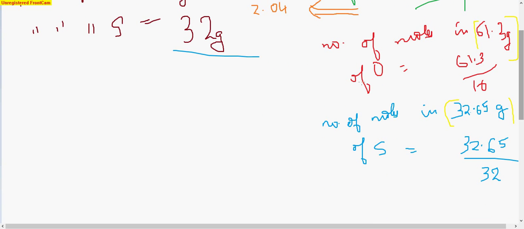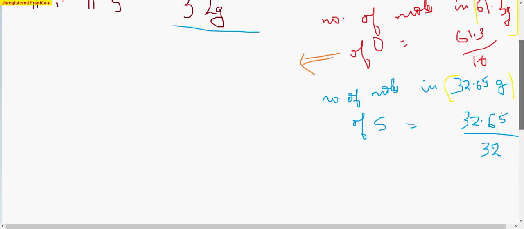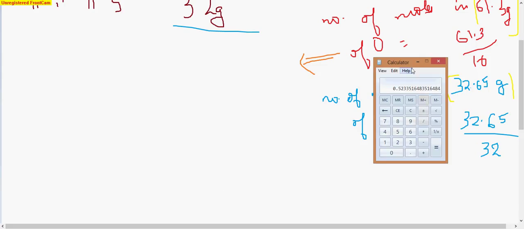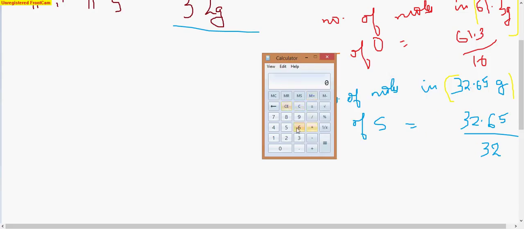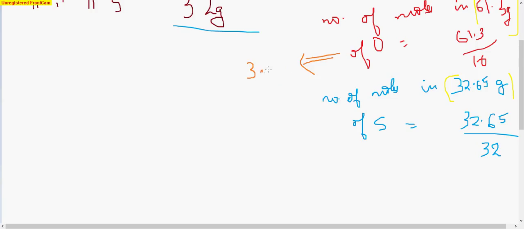Now what is 61.3 divided by 16? Let me do it in my calculator. Yes, 61.3 divided by 16. It's 3.83. Let's take it as 3.8. Now what is this? This is almost 1.5, say. Okay, we'll take it as 1.